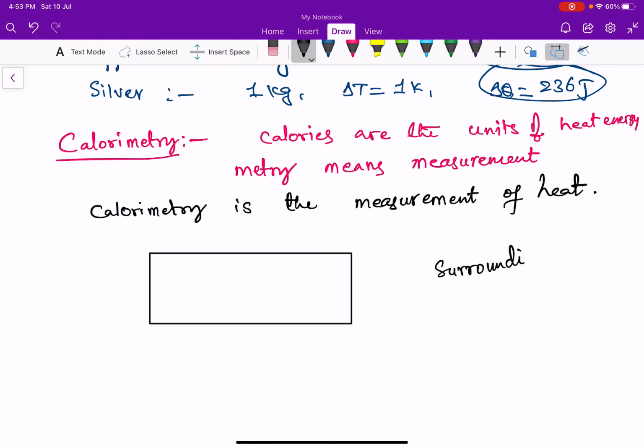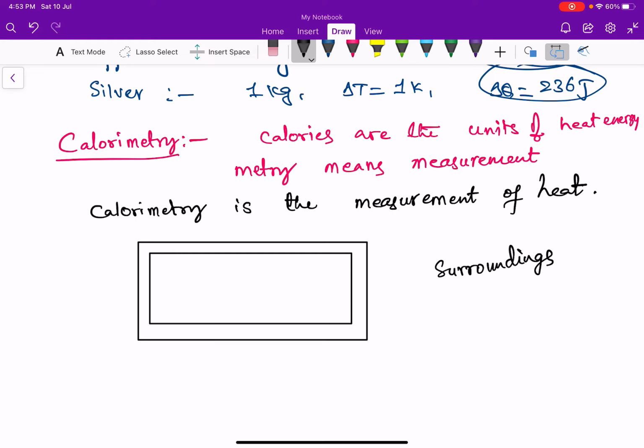Consider these are nothing but surroundings. The object under observation is called the system. So consider this is a system. This system is insulated from the surroundings. That means no amount of heat energy is exchanged between system and surroundings. Consider this is the system, and other than the system is nothing but surroundings.